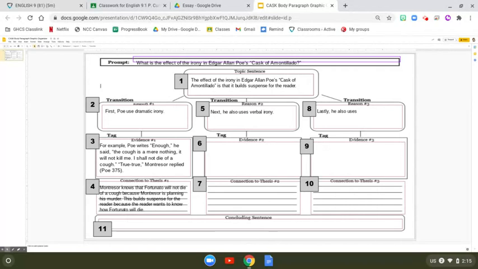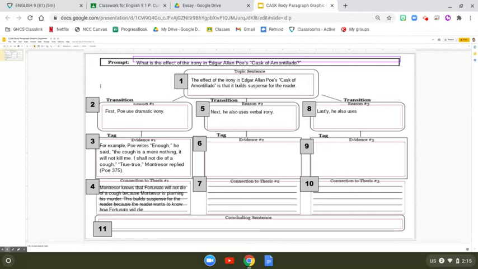So if we were going to do an essay, the topic would be right here at the top, the prompt. What is the effect of irony in Edgar Allan Poe's Cask of Amontillado? And so I did a topic sentence. The effect of irony in Edgar Allan Poe's Cask of Amontillado is that it builds suspense for the reader. And so you're going to have three main examples of irony, and we are using these from the Cask irony chart that we did last week.